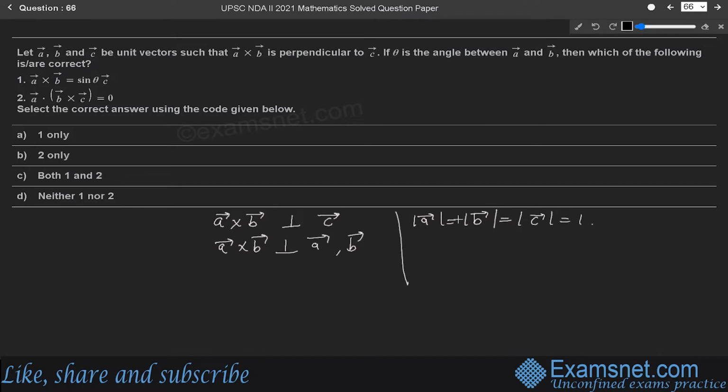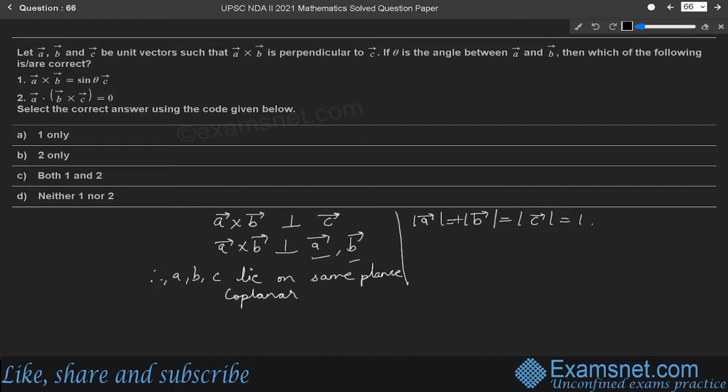Now talking about this situation, we know that A vector cross B vector is perpendicular to C. It means that it is perpendicular to A vector and B vector also. Since A vector cross B vector is perpendicular to A, B and C vectors, therefore we can say that A, B and C will lie on the same plane. It means that A, B and C are coplanar.